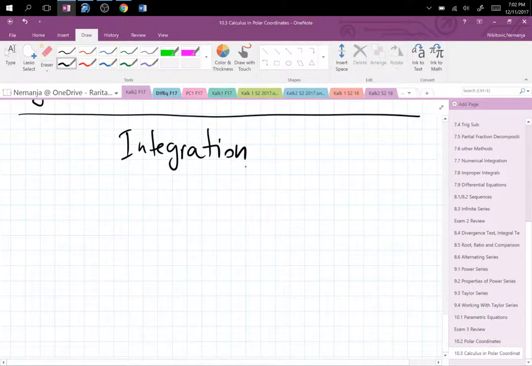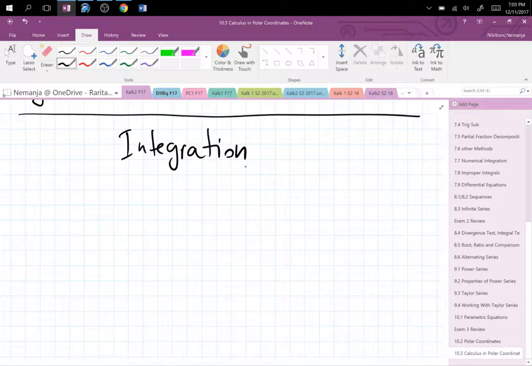All right, let's open the gates of hell. Integration. Lock the doors. So, I want to start this presentation by proving the formula for an area of the circle.